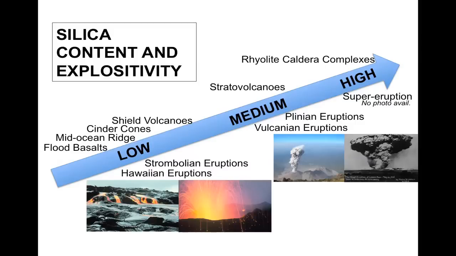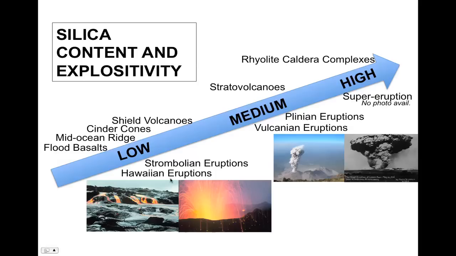So silica content and explosivity go hand in hand with one another, and I want you to keep that in the back of your mind as we go through these slides. You'll notice on that arrow it says low, medium, and high, and that's referring to both silica content and explosivity. On the top of the arrow you see the different kind of volcano constructs you can get related to the different silica content and explosivity. In a separate lecture segment we'll take a look at those constructs in more detail.